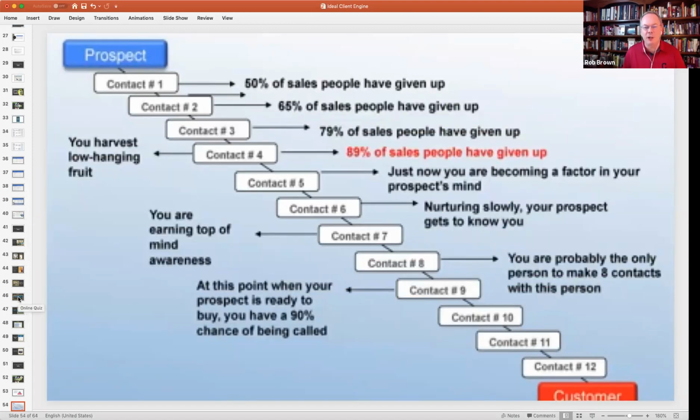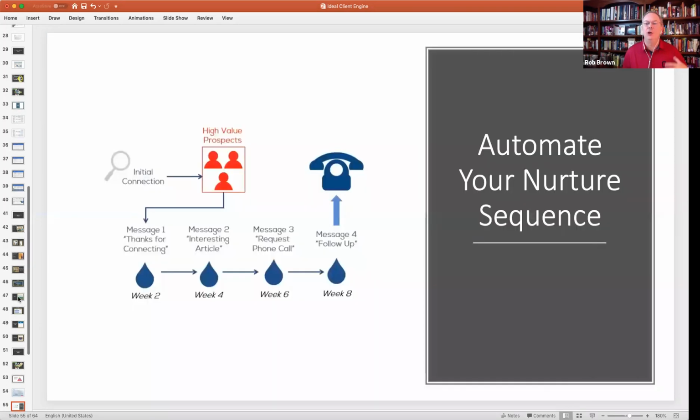Microsoft did a study a number of years ago. They said 89% of salespeople have given up around the fourth contact. Yet the conversion actually happens after 8 or 9 contacts. Your prospect is ready to buy 90% of the time at the 9th contact. That's why you have to make sure that as part of your ideal client engine, you're nurturing, you're automating that nurture process so prospects are hearing from you consistently.